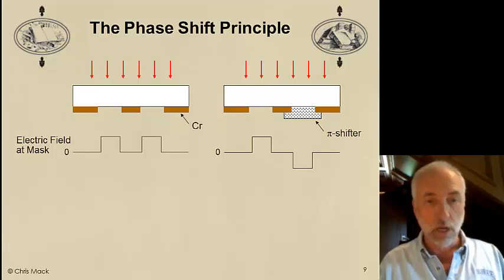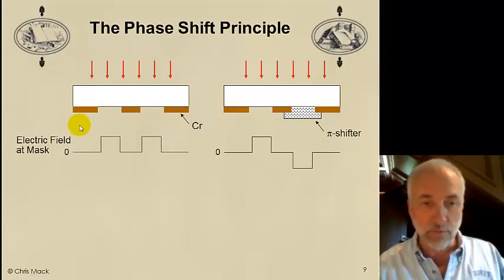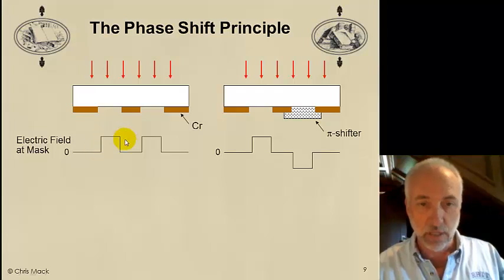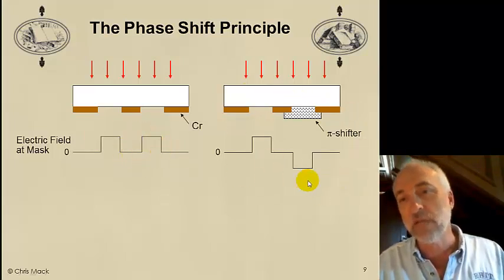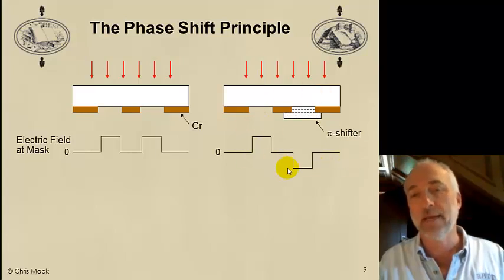For chrome on glass mask, we've always assumed a very simple mask transmittance of 0, 1, 0. 0 underneath the chrome, 1 underneath the glass. The electric field as it's transmitted through the mask is simply the 0, 1 function. Now let's look at what it looks like for our phase shifted mask.